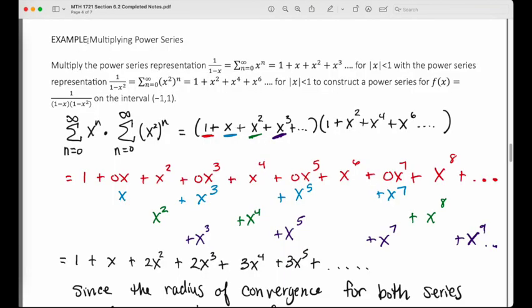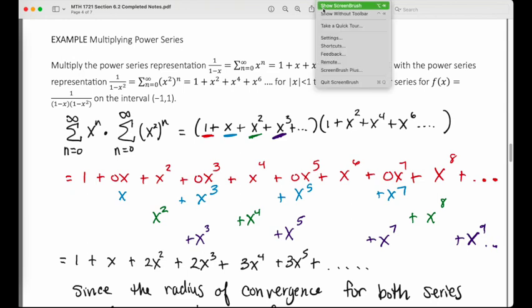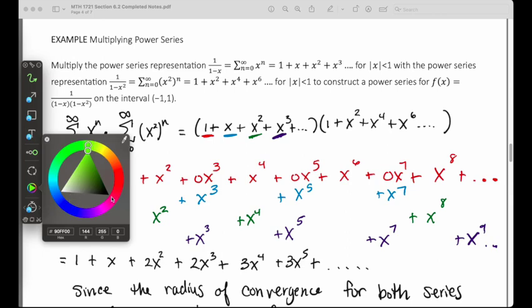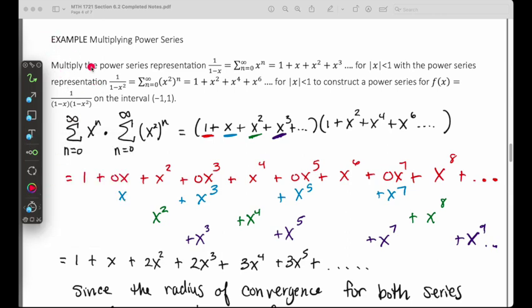Okay, so let's look at an example here where we multiply power series. This gets a little bit messy, and I tried to color code it to make it easier for you guys to see. All right, so we're going to take and multiply this power series times this power series.